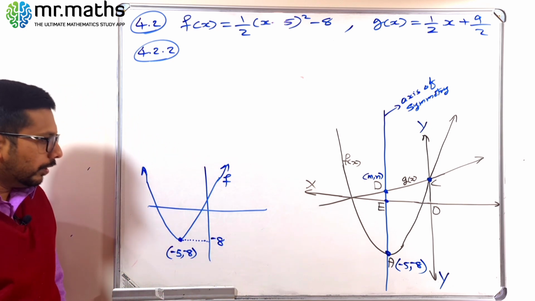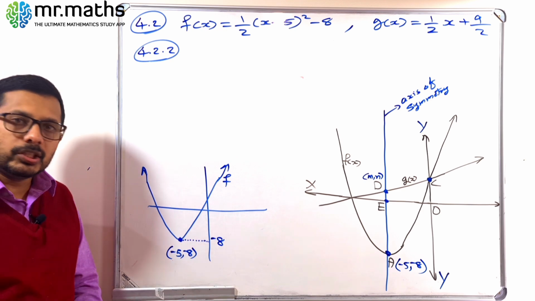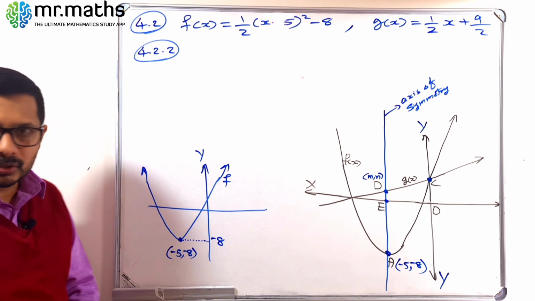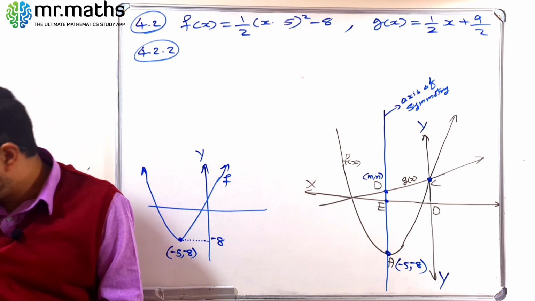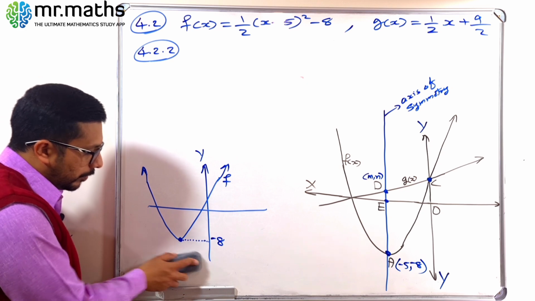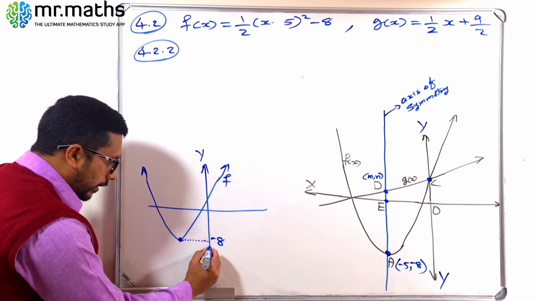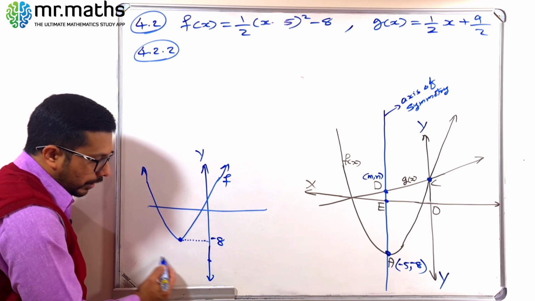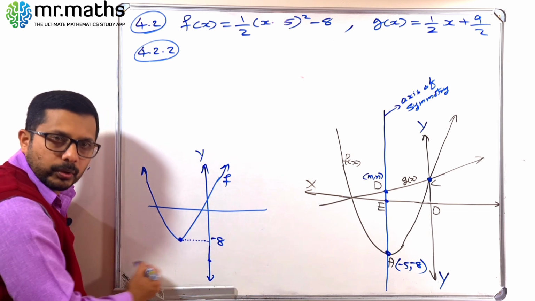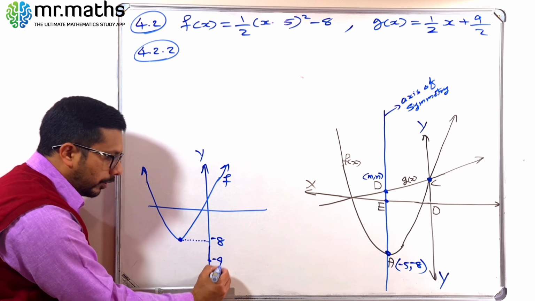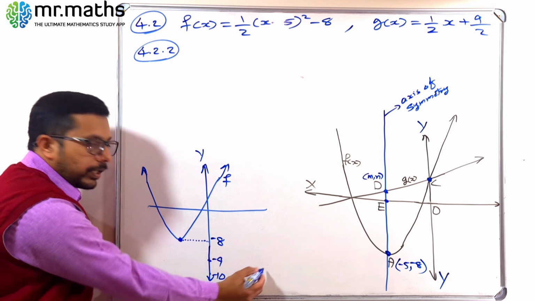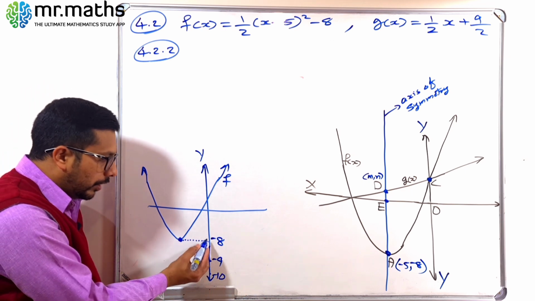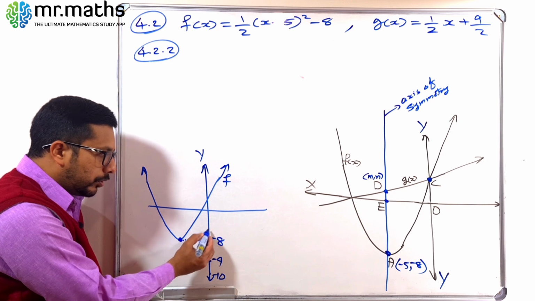Okay, so now tell me what is the range? Range means possible y values. This is the y-axis. So can you find any graph below that minus 8? If I take a point here, minus 9, is there any graph there? There is no graph. Minus 10, is there any graph there? No. So if you want to find a graph, the y value must be from minus 8 upwards.